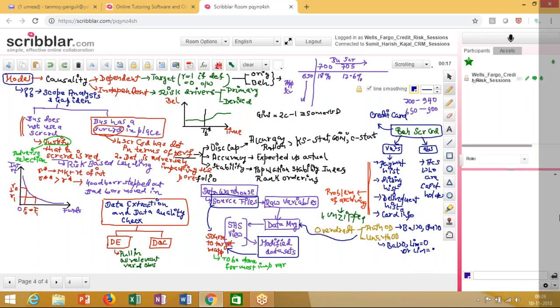And the next part that I have over here is the authorized overdraft, which is balance greater than zero and the limit also greater than zero.